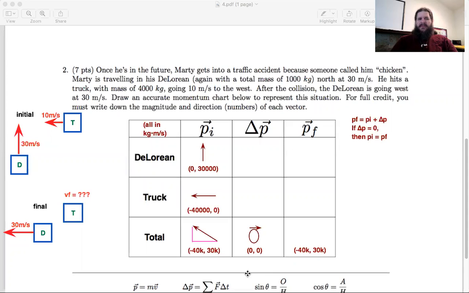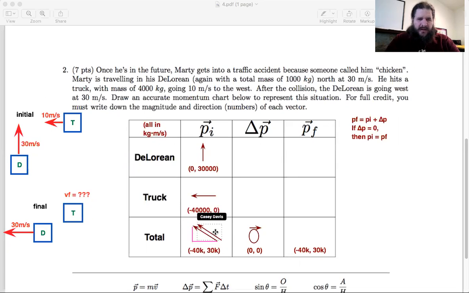But the total momentum is only going to change if there's another force from elsewhere, if there's an external force acting on the objects in the system. Maybe there's a strong wind, or maybe there's a third car involved that we didn't notice. But if there's no external forces, or if there are external forces but they all cancel out, then the total change would be 0. Which means the final result is going to be exactly the same as the initial result. Just another exact copy of that same momentum.